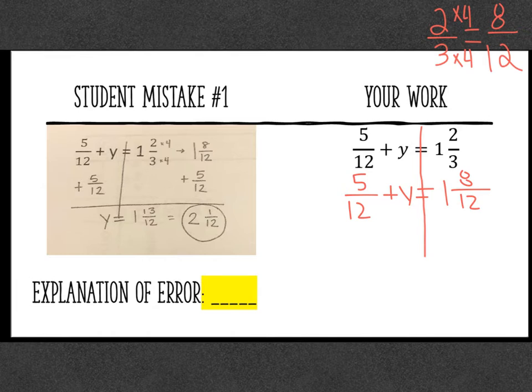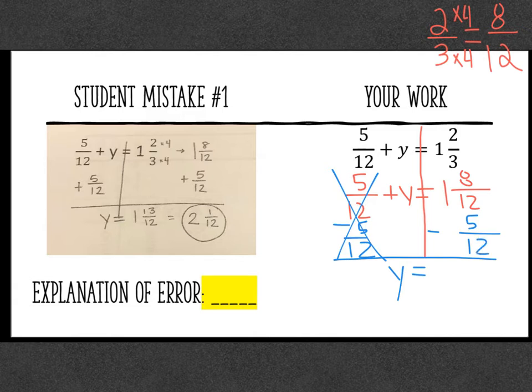Well, in order to get y by itself, I need to get rid of that 5/12. So I'm going to subtract 5/12 on the left-hand side. So I'll cross those out and just be left with y. But on the right, I have to do the same exact thing. So I need to subtract 5/12 on the right-hand side as well.